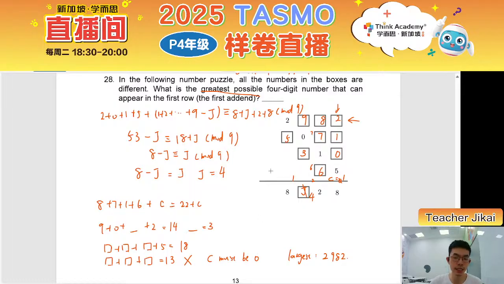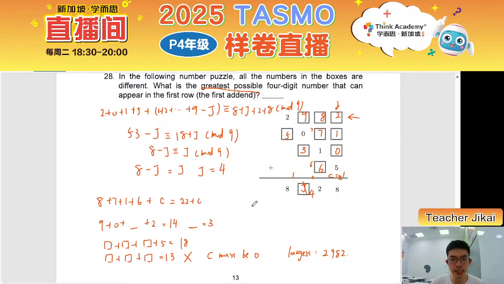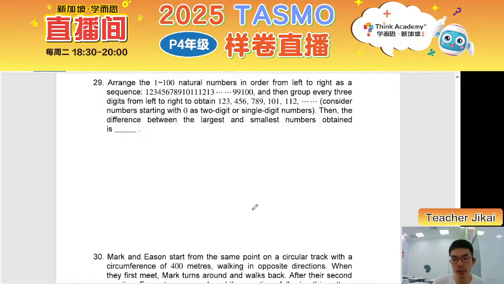Okay, then I just continue here. Last we have 2 questions. We arrange the natural numbers 1 to 100 into a number, and we want the largest and the smallest numbers obtained. So let's start with the largest. For the largest, we will have, for example, 99 something. How can we get 99 something? 99, 100. This is 99 something.